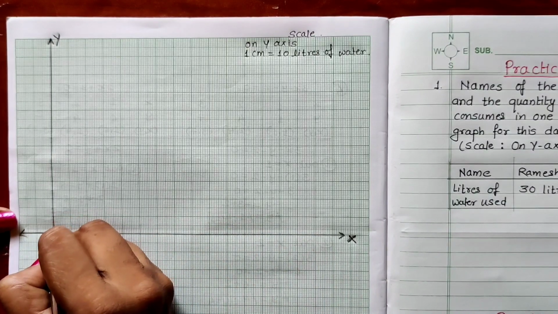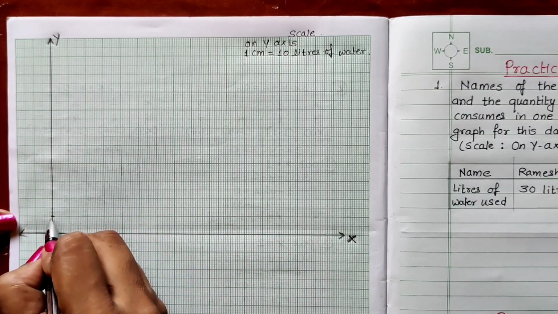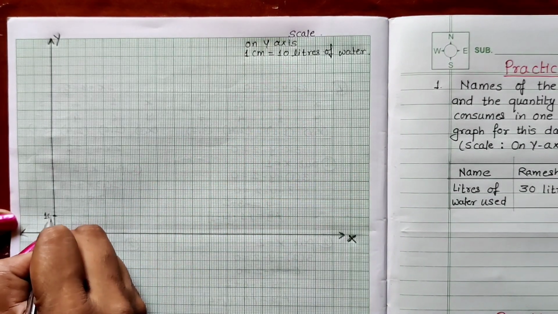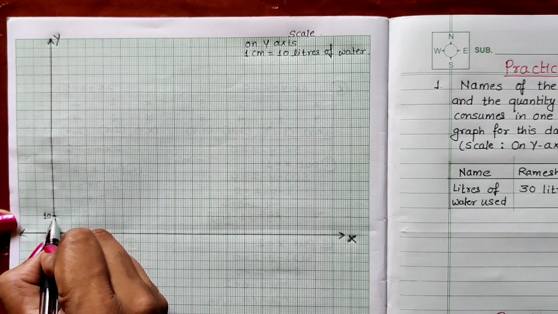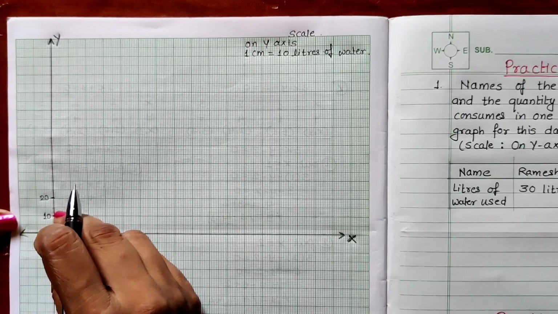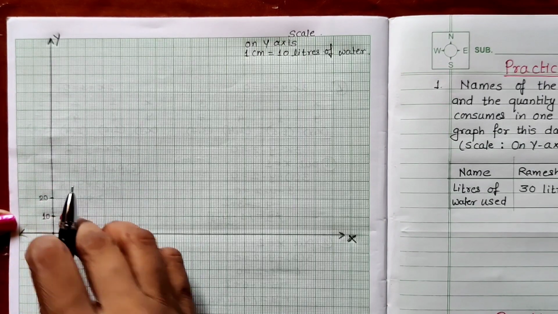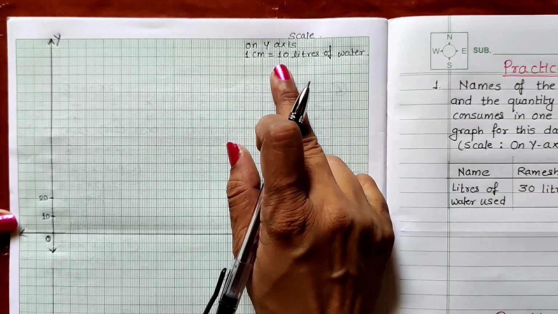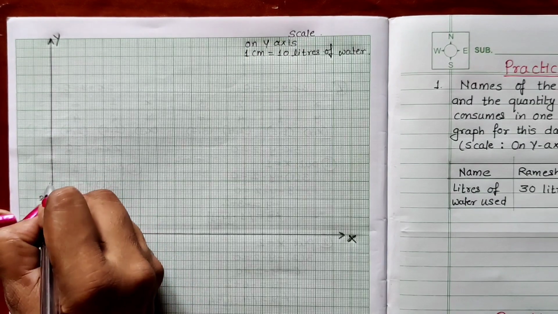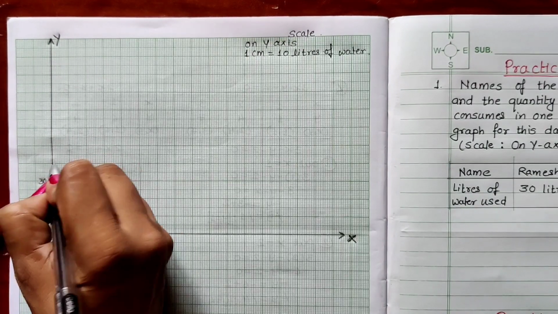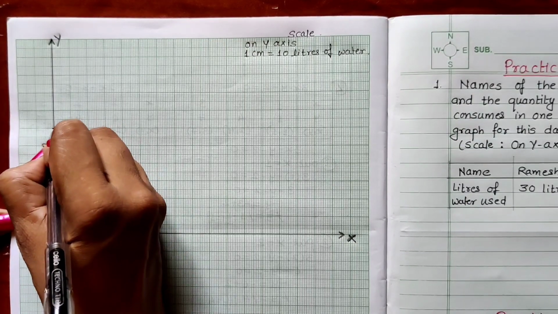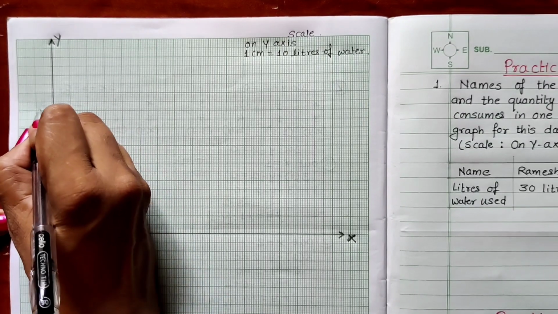So 0 to this bold line will be 1 centimeter, and this 1 centimeter means 10 liters of water. So this first point will be 10. After 10, the next dark line is 20. So this is 1 unit. 0 to 10 is 1 unit, 10 to 20 is 1 unit. So 1 unit means 1 centimeter, and 1 centimeter is 10 liters of water. So first dark line 10, second dark line 20, third dark line 30, fourth dark line 40, fifth dark line 50, sixth dark line 60, seventh dark line 70.